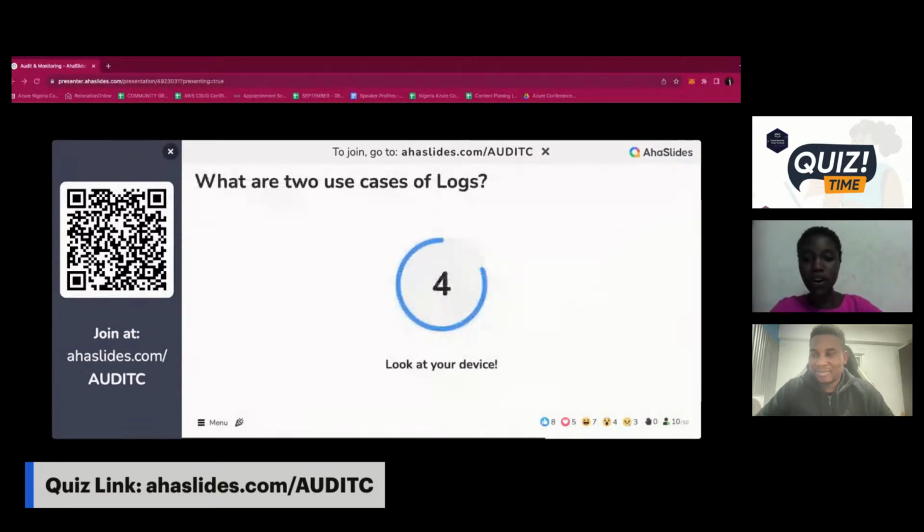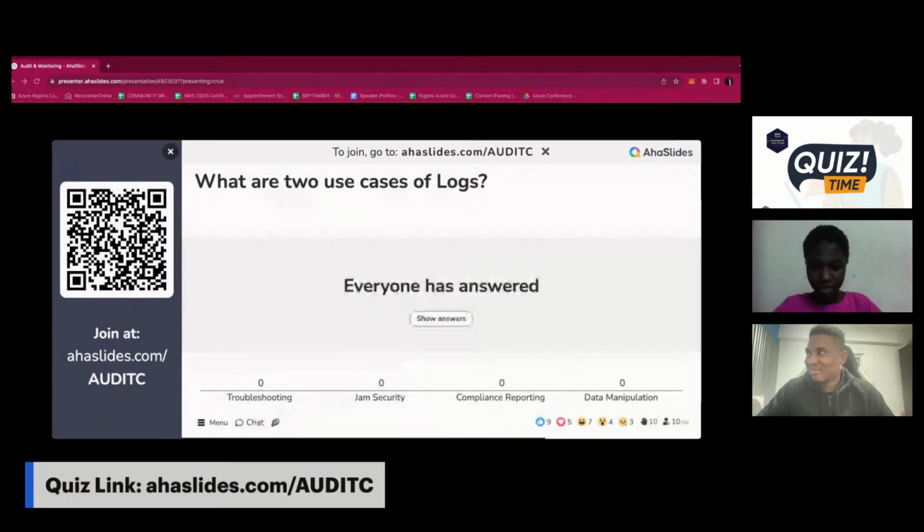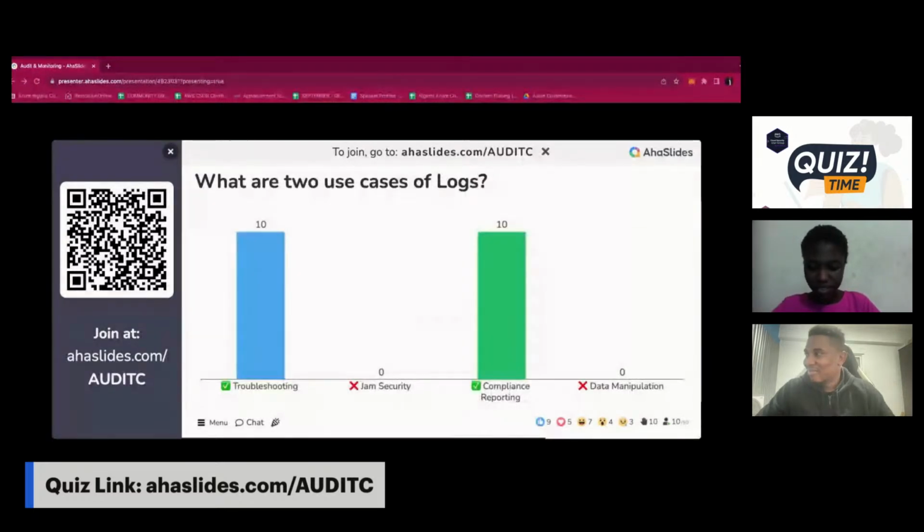Question number 4. What are 2 use cases of logs? I think we should be able to get this. This sounds like a trivia question to me. Okay, let's see the answers now. Compliance reporting and troubleshooting. This is awesome.